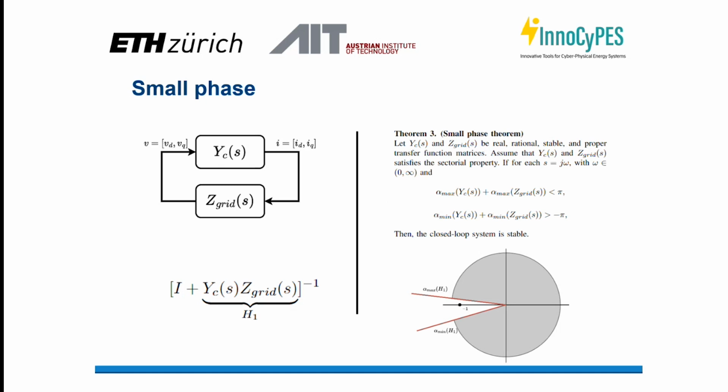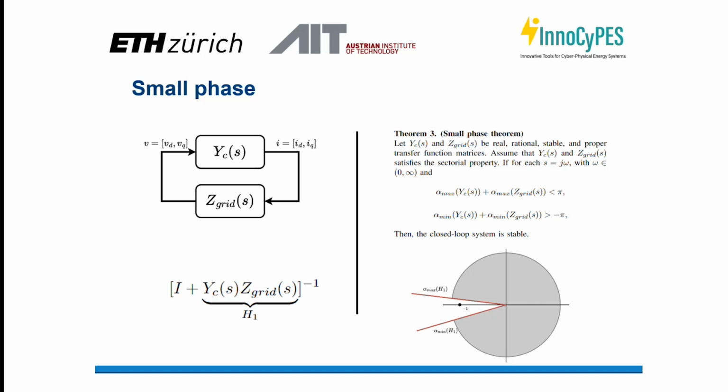Now the small phase. The small phase is quite new. It has been developed in the last 5 years, and it has somehow the same spirit. We want to bound, in this case, the angle from touching -1. So now we have more properties that need to be fulfilled in order to apply this theorem.